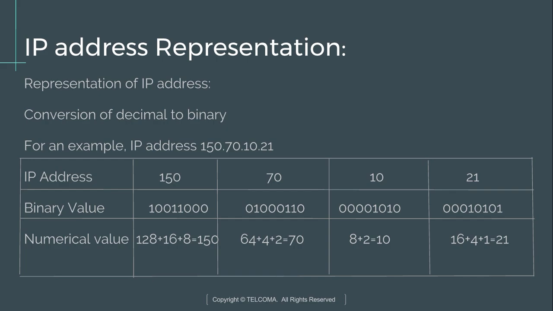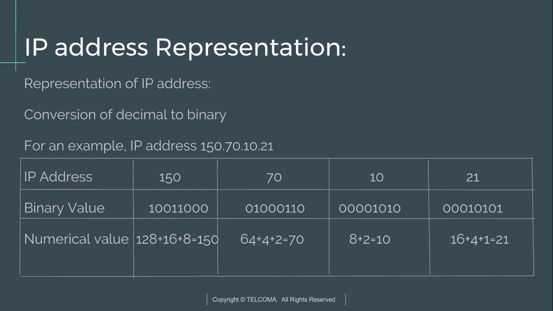Same as another example of an IP address, 150.70.10.21. To represent this IP address in binary, we add the values of the ones. As we represent 150 by adding 128 plus 16 plus 4 plus 2, we get the value 150, and the binary representation of 150 is 10010110.